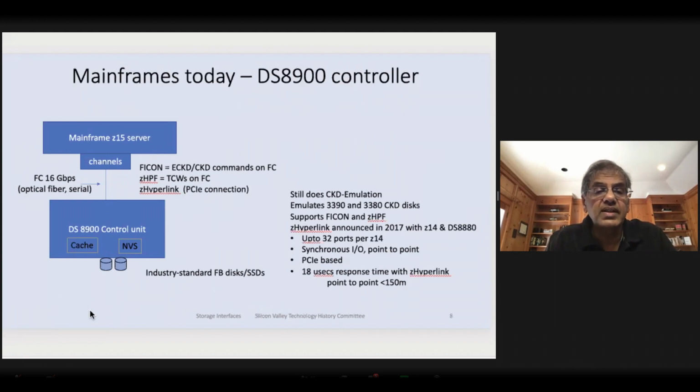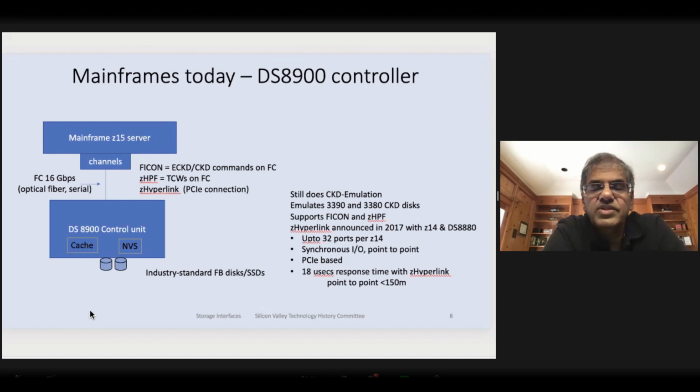Next, really the last, my story ends with the DS8900 controller of today. This is the mainframe of today, the z15 server. It still has channels. It still does FICON. It still does high performance FICON, still does CKD emulation. We still emulate the 3390 CKD disk, which went out of business way back in 1993. Kind of amazing how all that happens.